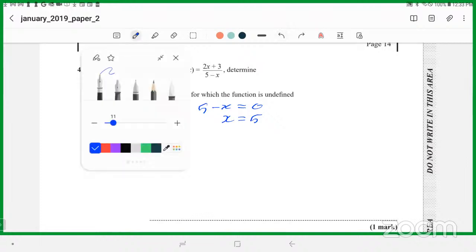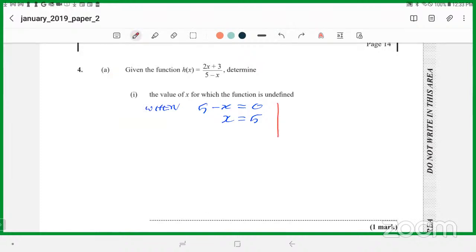But if I should ever ask you, when is it 0? Let's put it in a box. We could say h of x equals 0 when the numerator equals 0, which is when x equals minus 3 over 2.